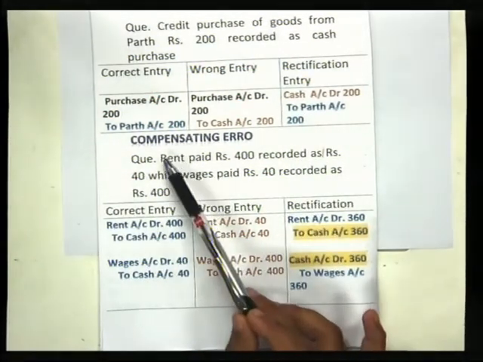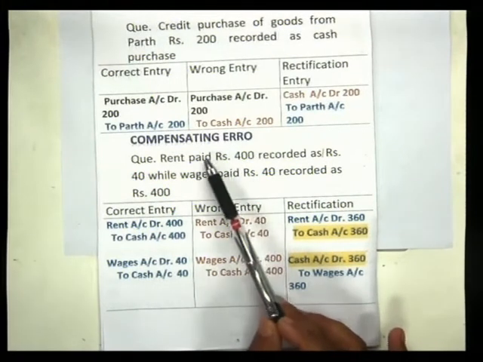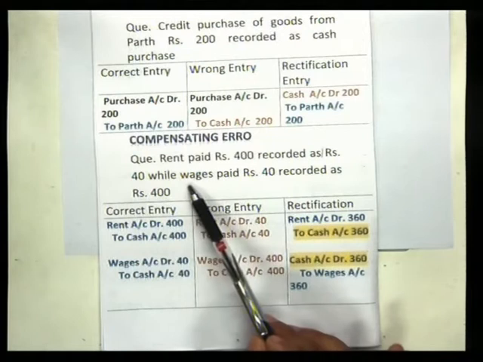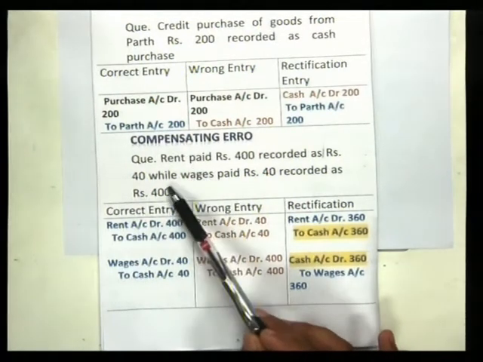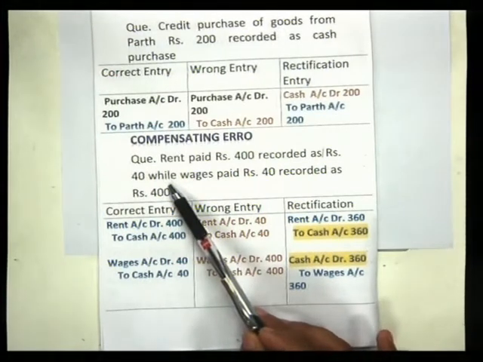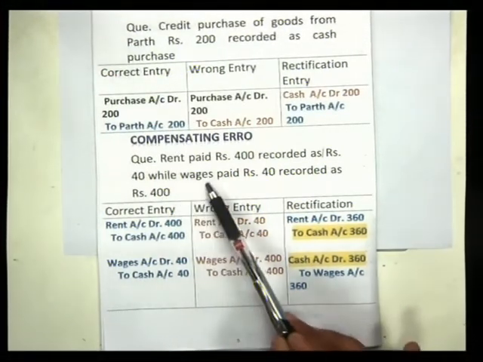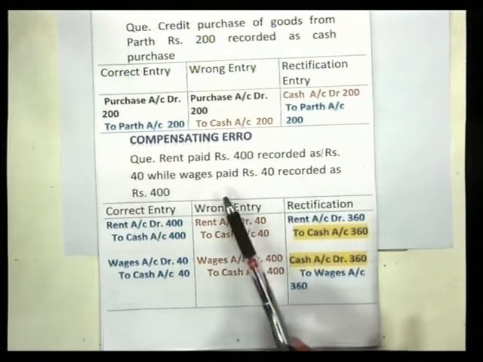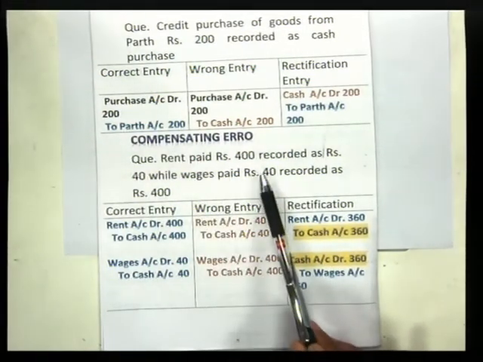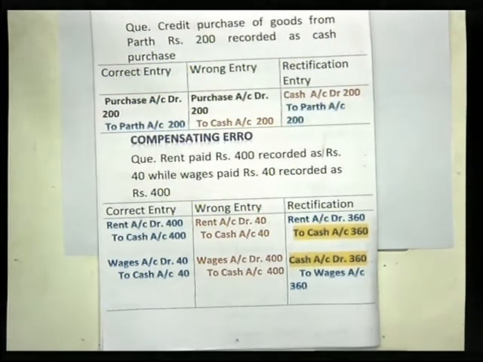Another error is compensating error. So for example, rent paid rupees 400 recorded as rupees 40, means rent paid is recorded by less amount, rupees 360 recorded less, while wages paid rupees 40 is recorded as rupees 400, means wages paid are recorded more by rupees 360. So how to rectify the error?